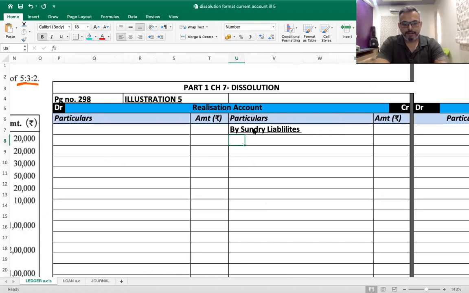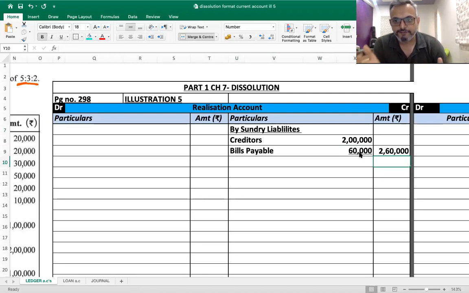Now, what are the liabilities? Creditors, inner column, 2 lakh. Then bills payable, inner column, 60,000. So, outer column, 2 lakh 60,000. In the textbook, it is done separately, so I am following that. You may very well do it together. As such, this full-fledged sum is not going to come in your exam, but in your further studies, it will definitely come. So you have to be prepared for it.